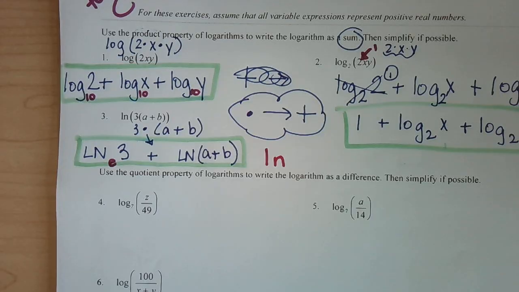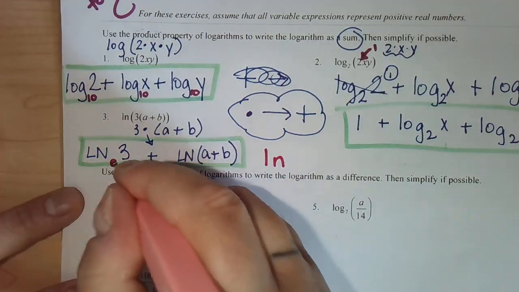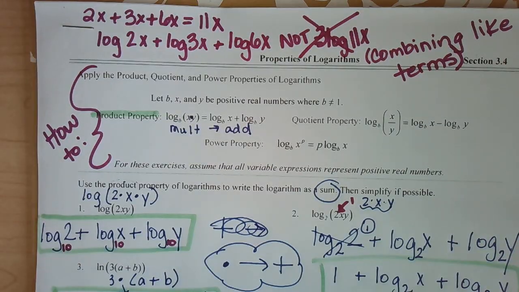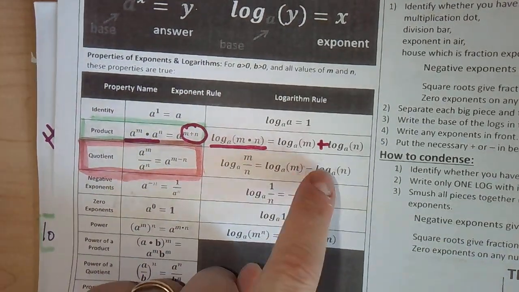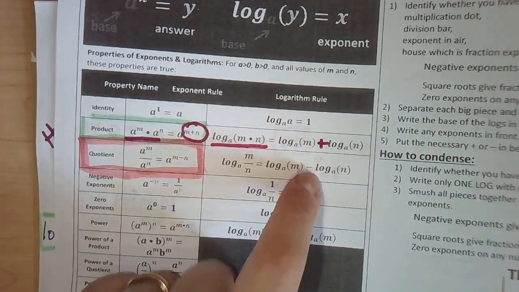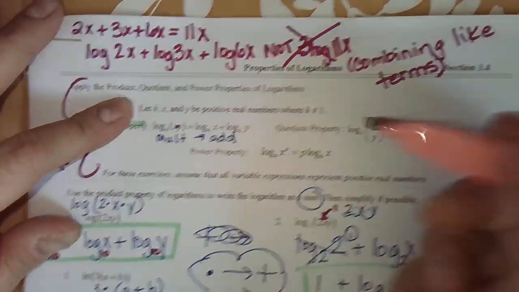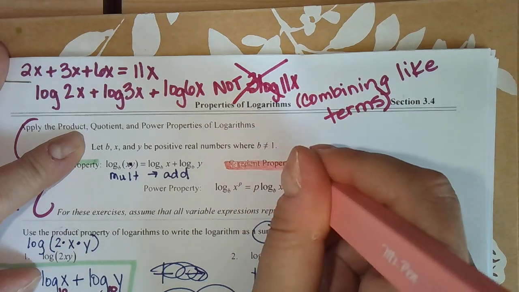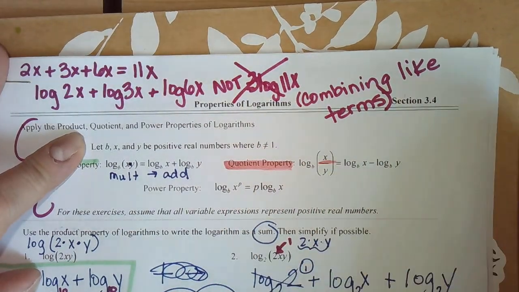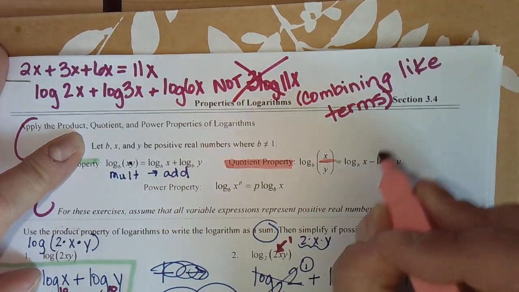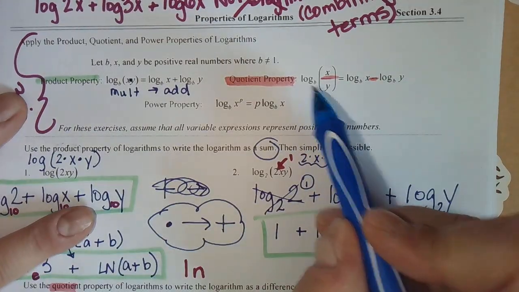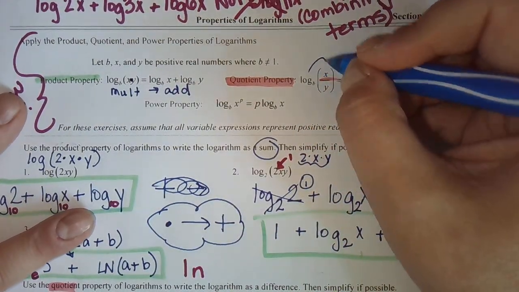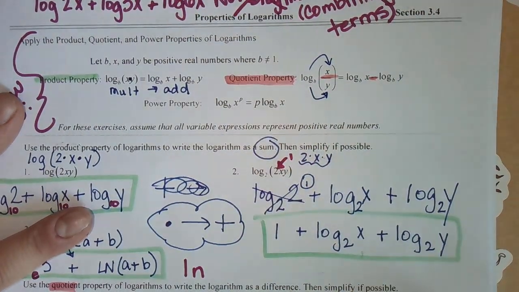Now let's go to the quotient property. Quotient property we already talked about. It's where you subtract. If you start with division, you go to subtraction. So the quotient property up here says, hey guys, see this division? Yeah, we're going to split up this log using subtraction. Okay, and then the log in the little subscript kind of gets distributed to everything in the parentheses.